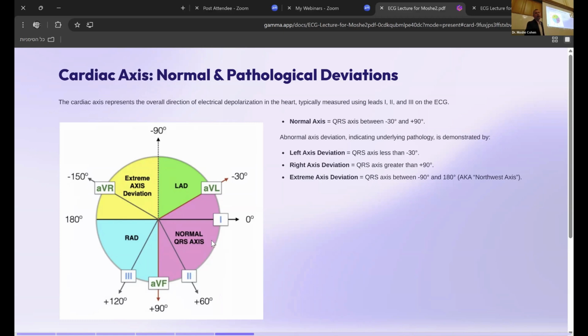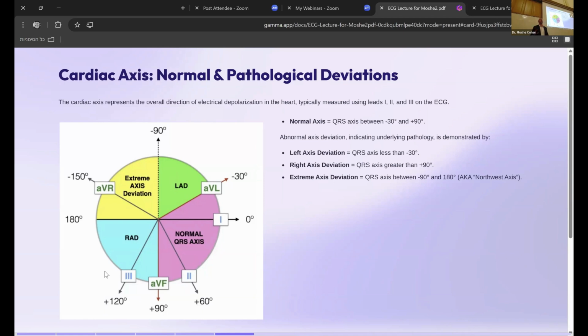You see? But if AVF is negative, here, and 1 is positive, that would be, again, positive and positive, normal axis. AVF is negative, you see here, and 1 is positive. That would be left axis deviation. You see? This is left axis deviation. If AVF is positive and 1 is negative, that would be right axis deviation.